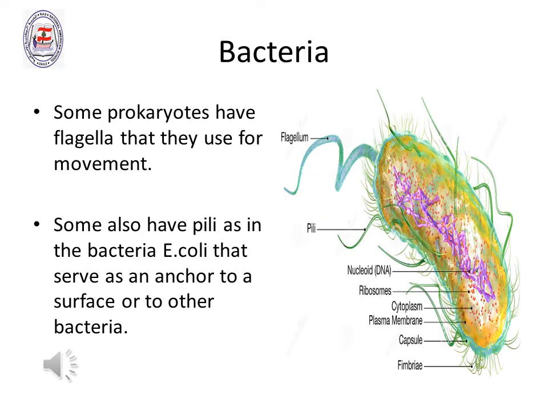Some prokaryotes have flagella that they use for movement. Others have pili, as in the bacteria E. coli, that serve as an anchor so it sticks to a surface or to another bacterium.